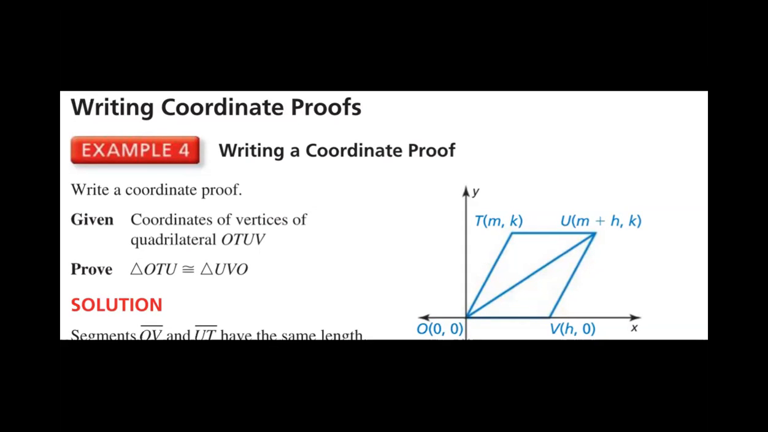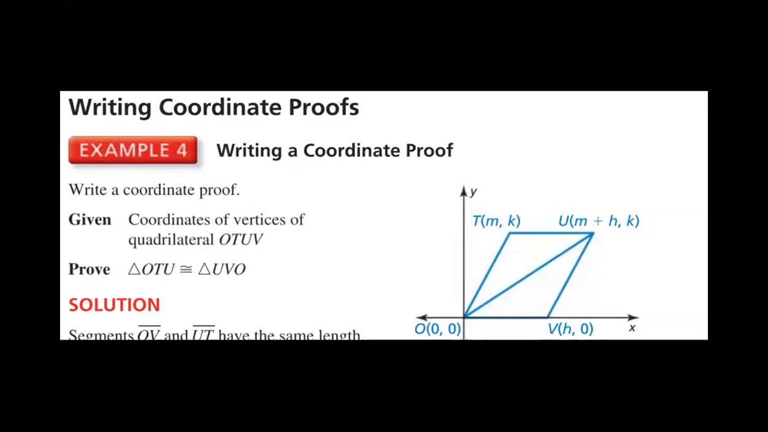So the only given that we have is the coordinates that are shown. And they gave us the letters this time. We have to use the letters now instead of numbers to be able to prove this. So again, we're trying to prove that OTU is congruent to UVO. We can still use reflexive, even though we are in a coordinate plane now. OU and OU are the same.